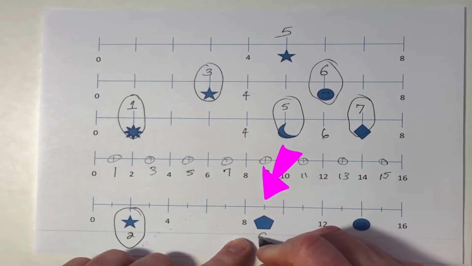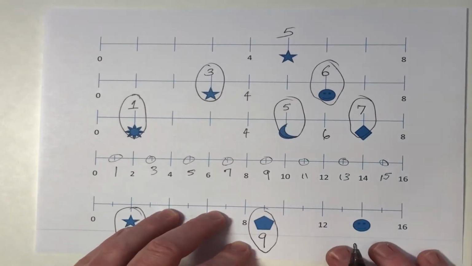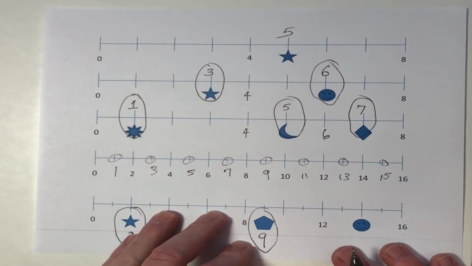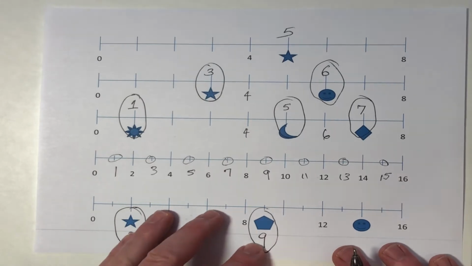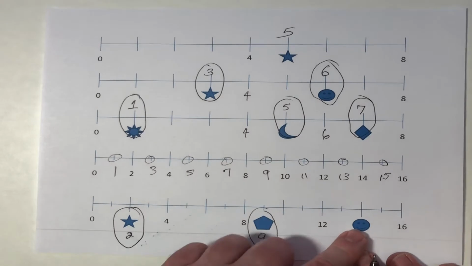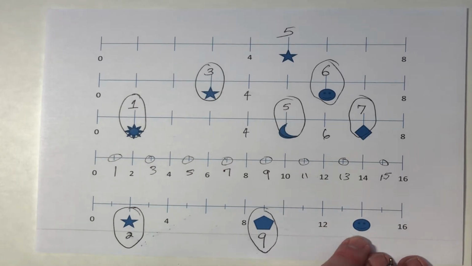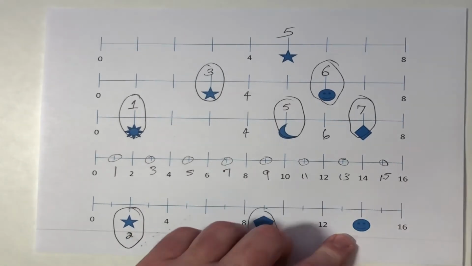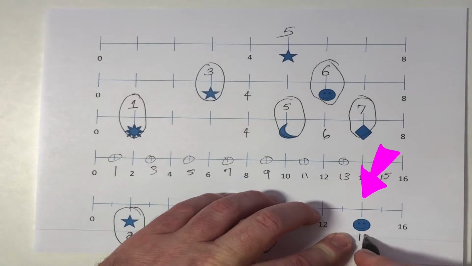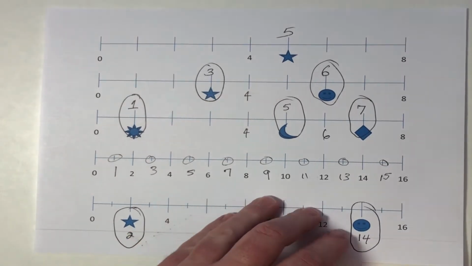Oh, the pentagon. Isn't that the name of a shape with 5 sides? A pentagon? That's right. 5 sides is a pentagon. That's number 9. We had a star. Now we have a pentagon. Oh, let's get to the smiley face. So this is 9, 10, 11, 12, 13, 14, 15, 16. So the smiley face was 14, wasn't it? Good job!